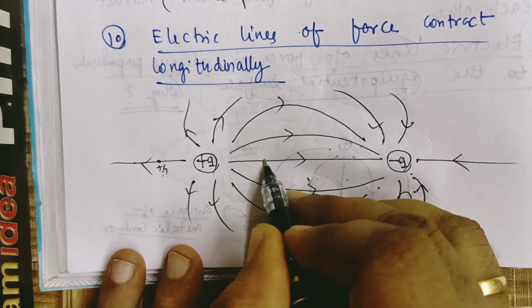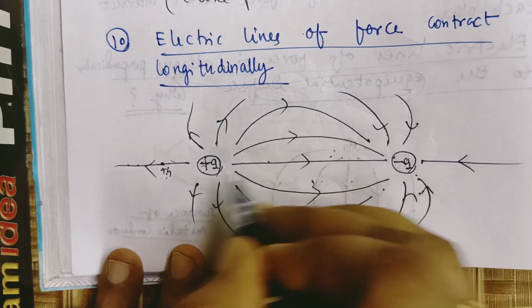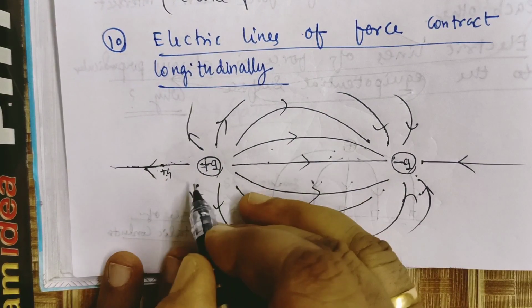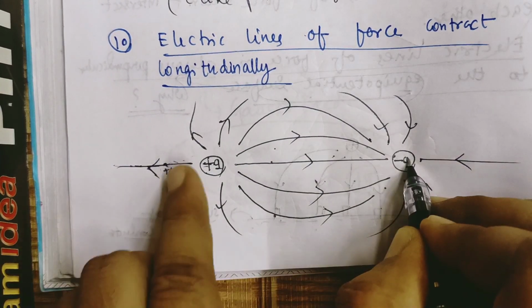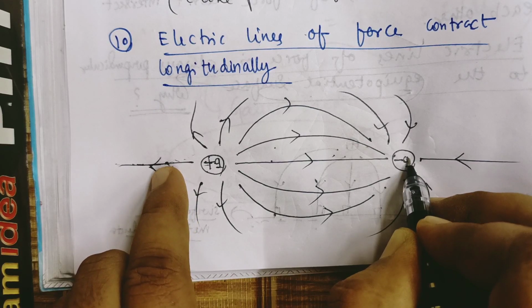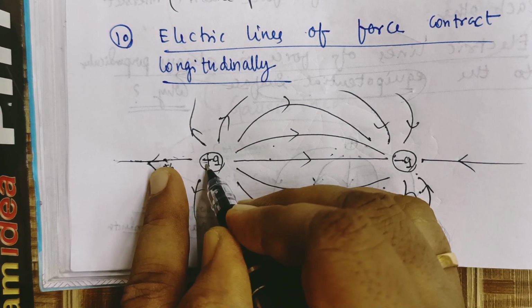So you can ask me: Sir, this one repels and this one attracts, so why going in this way? Why not in this way? Now just see, here the source charge is nearer to this one and here the source charge is far away. You already know that if the source charge is far away, the field strength is less. If the source charge is near, the field strength is more.